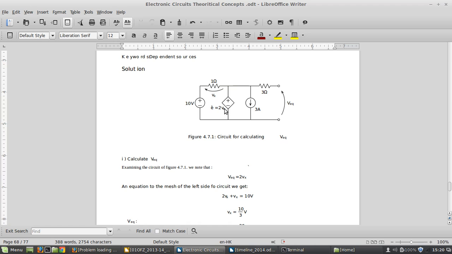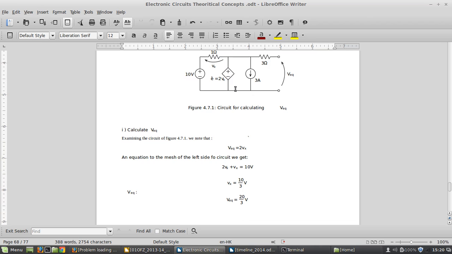Okay, now for exercise number 4.7, what you have to do is compute I for the subcircuit denoted by this box. The V equivalent will be 2 times Vx. Why is V equivalent Vx?